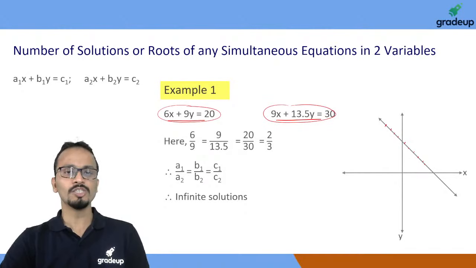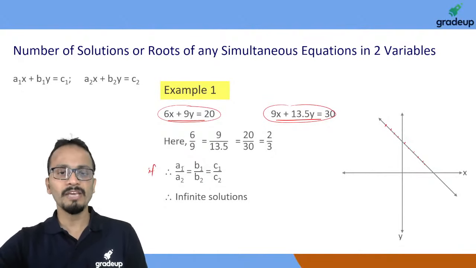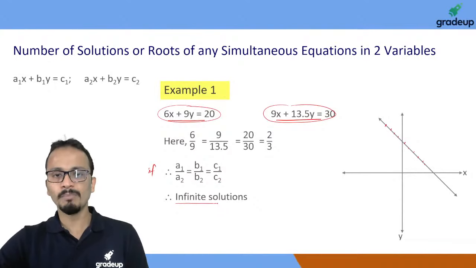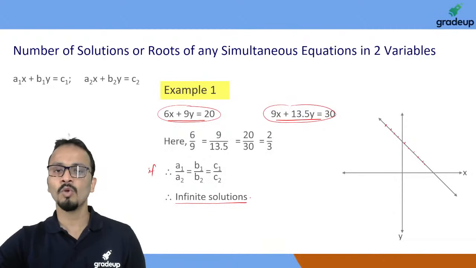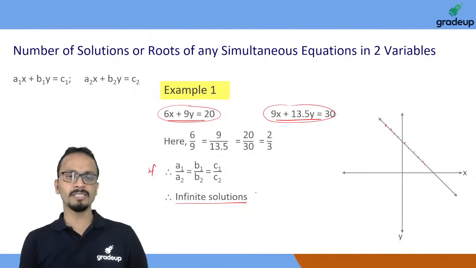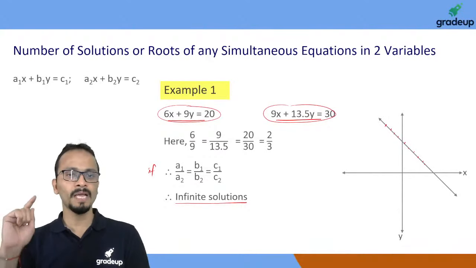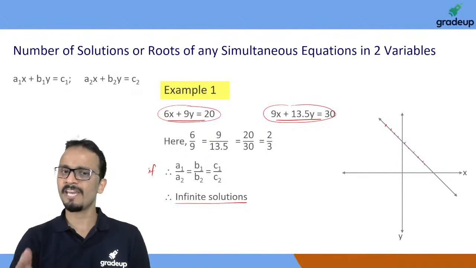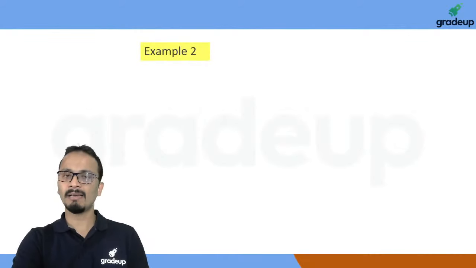So the first thing that can be noted is, if a1 upon a2 is equal to b1 upon b2 and is also equal to c1 upon c2, then the number of solutions for the two equations in two variables will be infinite. So this is the first case, the first example that you need to understand. If all the three ratios are equal, then the number of solutions is infinite.